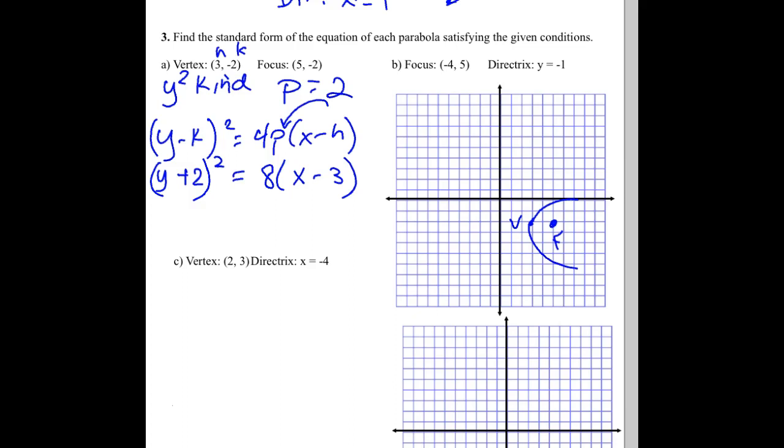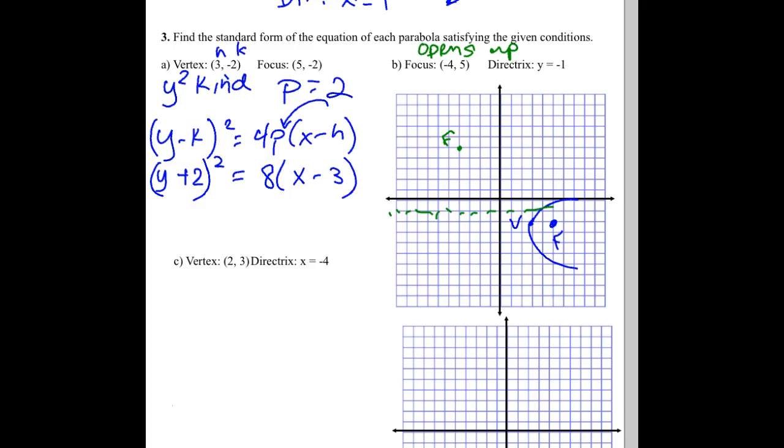What about B over here on the right side? This time I'm giving you a focus and a directrix. All right, so picture your focus is at negative 4, up 5. My directrix is y equals negative 1. What does that tell me? It has to open up because it's not going to hit the directrix at all, right? Does it also tell me which way or where the vertex is? If I know a focus and a directrix, where would the vertex be in relation to those two? Where? Right in the middle, right?